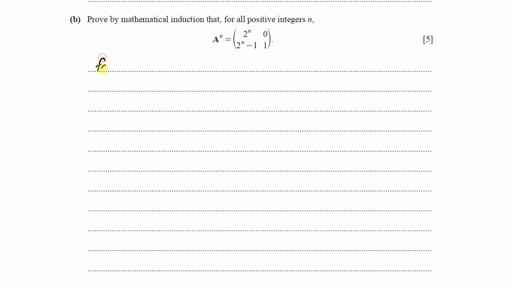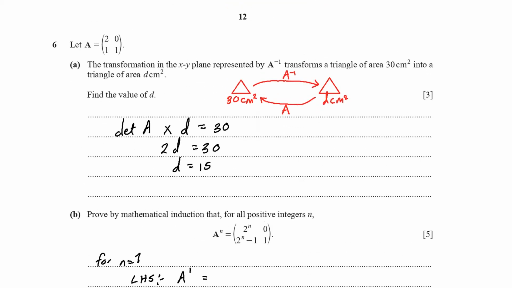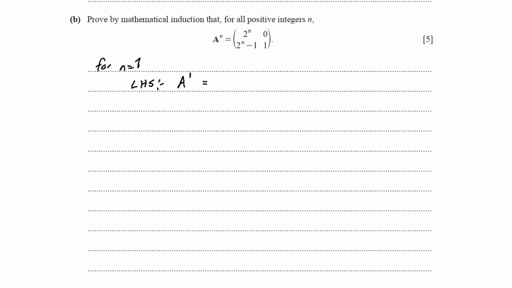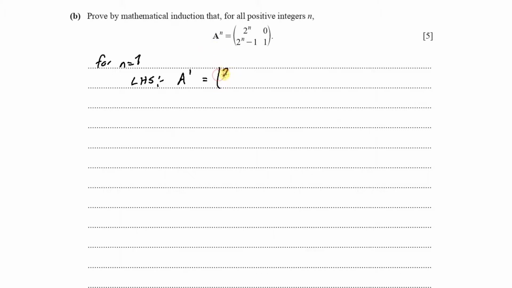So let's start with n is equal to 1. Now for n is equal to 1, on the left hand side, we'll be having A to the power of 1. And we know that A to the power of 1, which is A, is 2, 0, 1, 0. So the left hand side has this matrix for n is equal to 1.